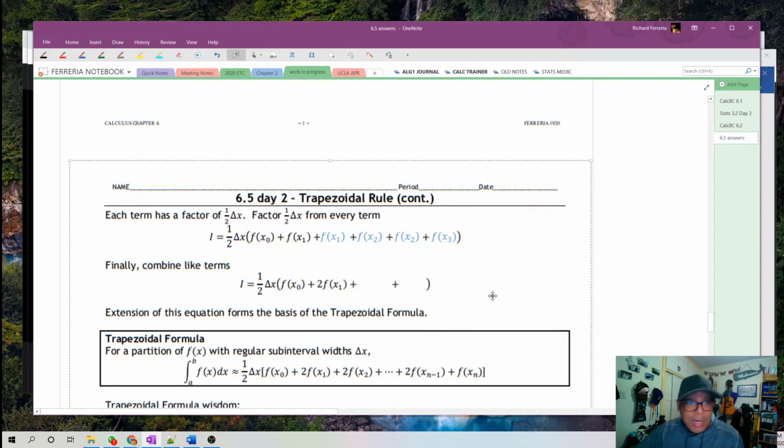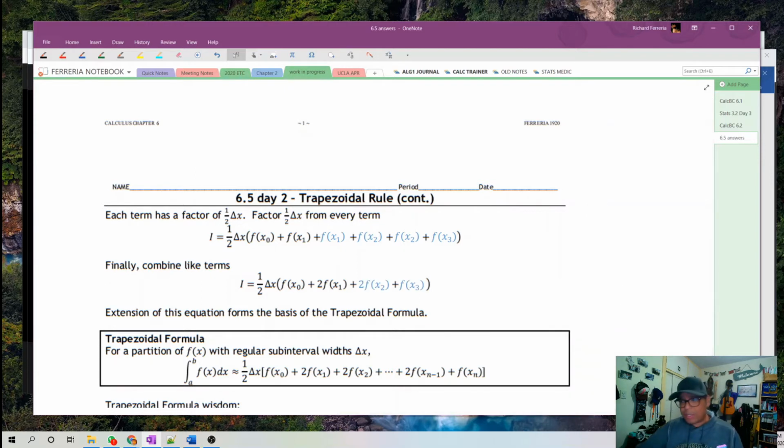It's important to realize that we had one f of x naught, but we had 2 of f of x1, and we had 2 of f of x2, and we only had a single f of x3. Now I'm sure you can see from here that we can group, so we would get 2 f of x1s and 2 f of x2s, and that would look something like this, where we've got 1/2 of delta x times a quantity, f of x naught plus 2 f of x1 plus 2 f of x2 plus a single f of x3.